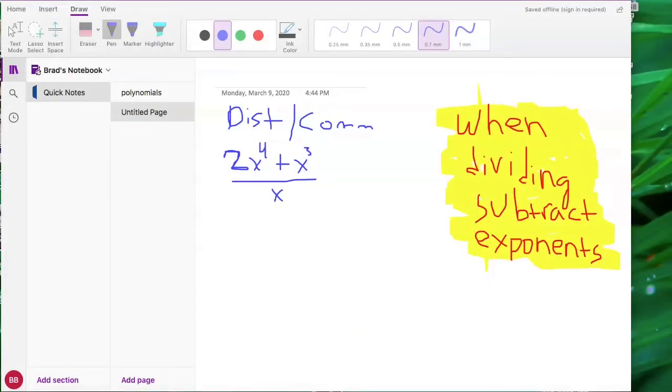In this video, we're going to go over distributive and commutative property. So we'll start taking a look here. You can see over here in the yellow background in red, it says when dividing, subtract exponents. That's going to be a big one for all of us to remember.